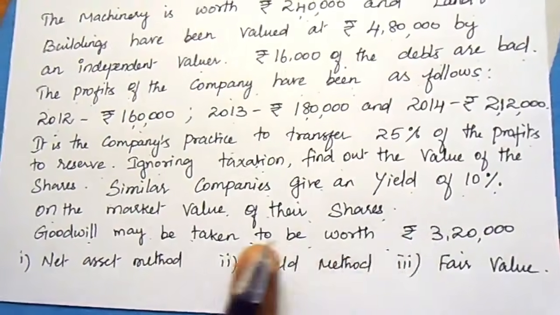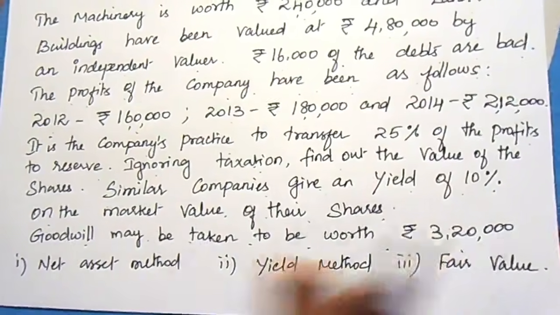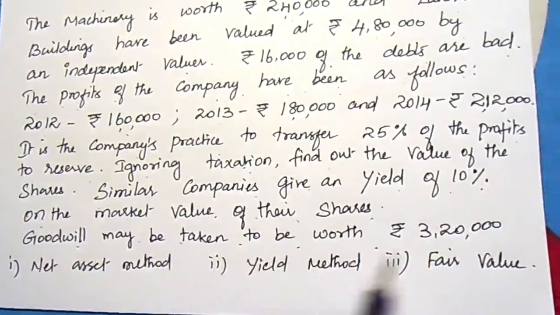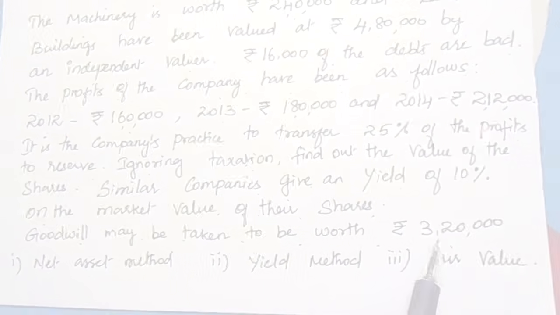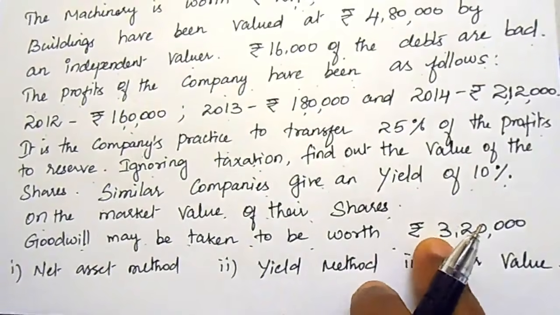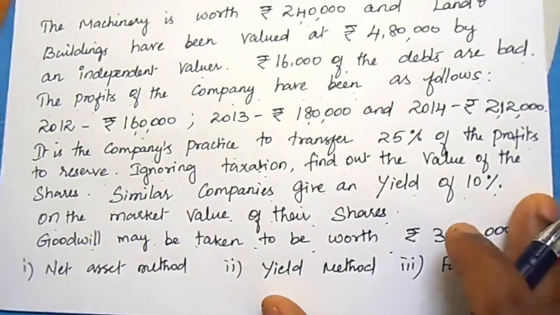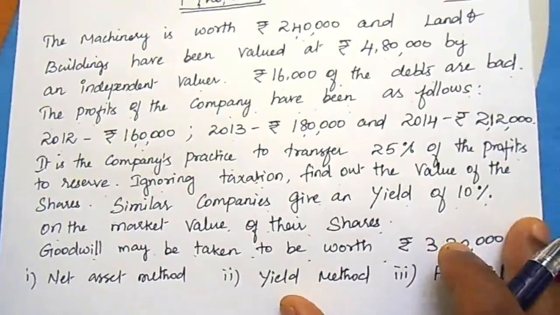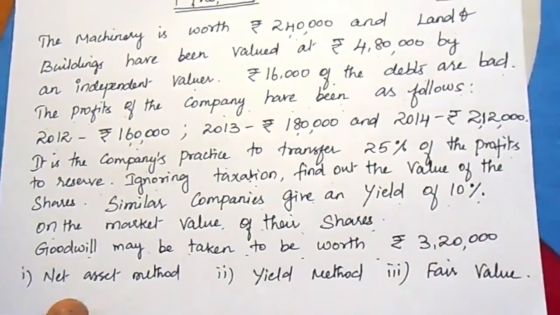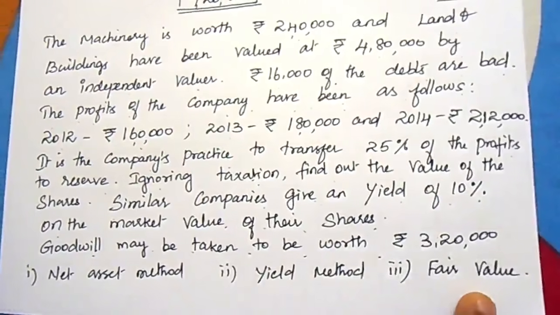I told you, if the information is given in the adjustment, you can take it into consideration. So goodwill may be taken to be worth 3,20,000. This amount is not given in the balance sheet, but this amount is given under adjustment. So you can take it into consideration. With this information, you need to find the value of share according to three methods. First one, net asset method. Second, yield method. Third one, fair value.